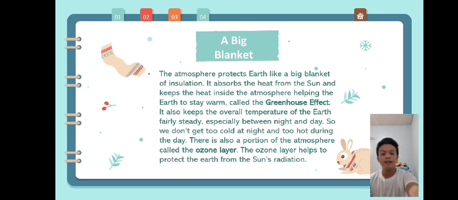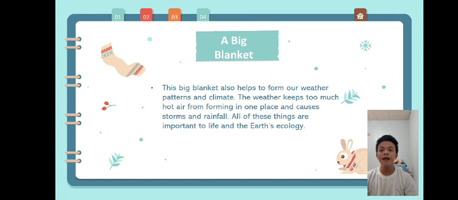So next, a big blanket. This big blanket also helps to form our weather patterns and climate. The weather keeps too much hot air from forming in one place and causes storms and rainfall. All of these things are important to life and the Earth's ecology.